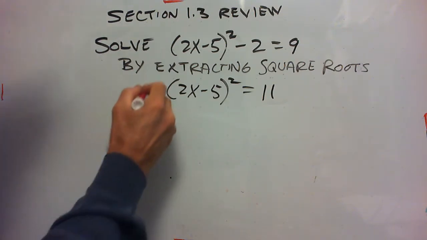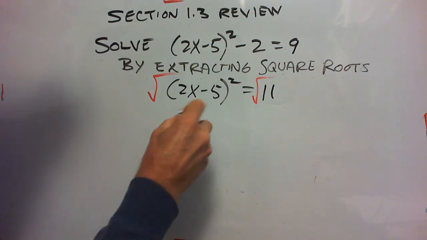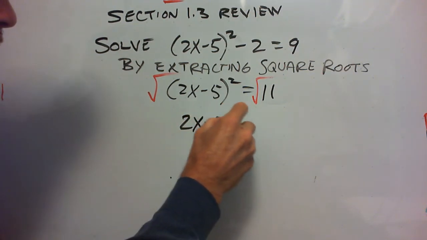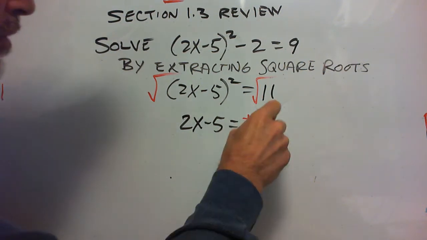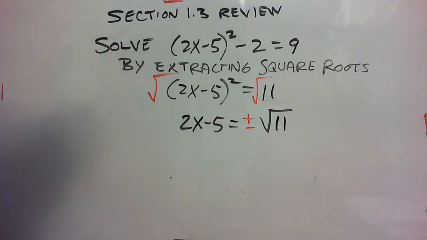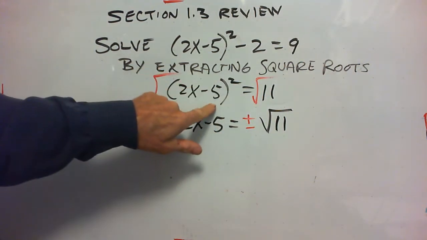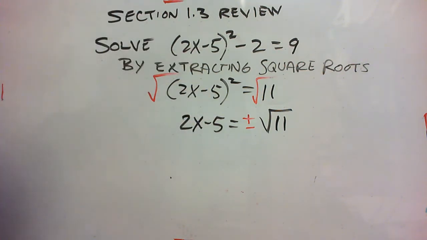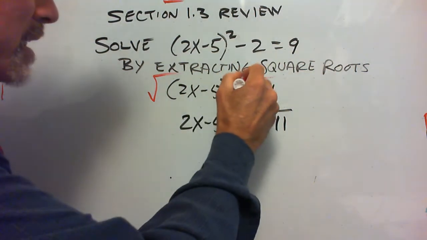Now what that amounts to is square rooting both sides, with one twist. When we square root, we have to account for the two answers, the plus and the minus, both positive and negative square root of 11. That accounts for the two things that square out to the same thing as (2x minus 5) quantity squared. So you have to remember that plus and minus when you're extracting square roots.